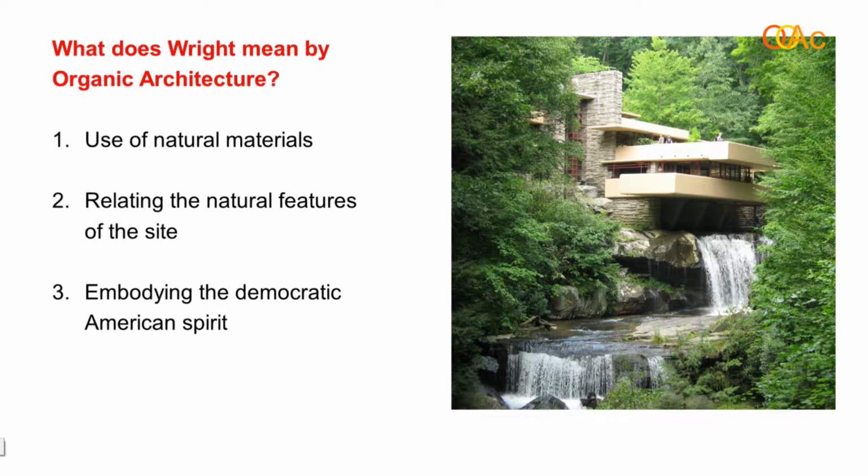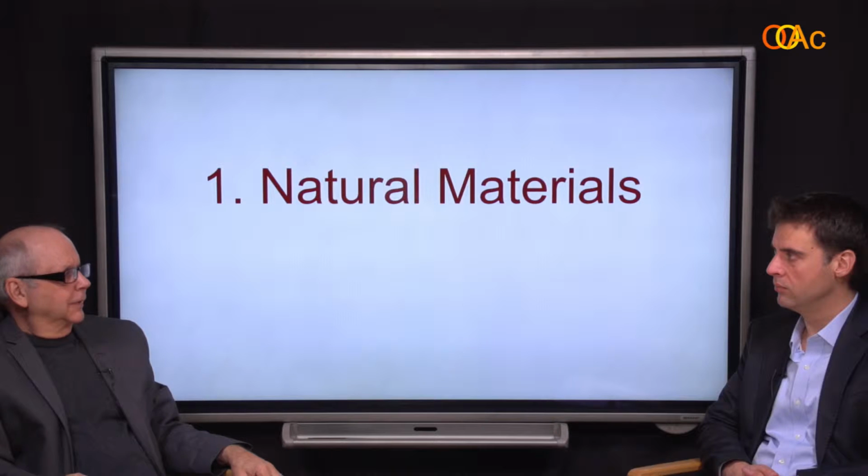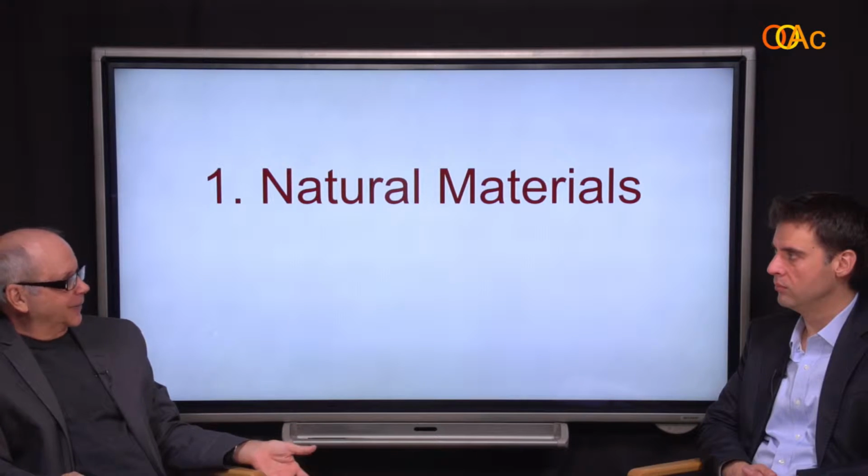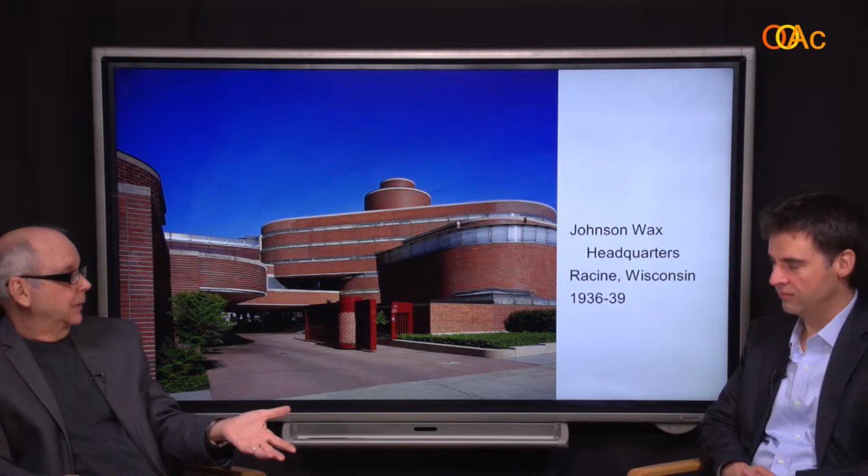He means the use of natural materials relating to natural features of the site and embodying the democratic American spirit. So, natural materials. And right away we got a problem. What's a natural material? What's an unnatural material? And so we like to say, well, brick and wood are natural, glass and steel are not, but they all come from nature and are processed to be used in a building. So it's one of those things where maybe we know what we mean even though we can't define it.